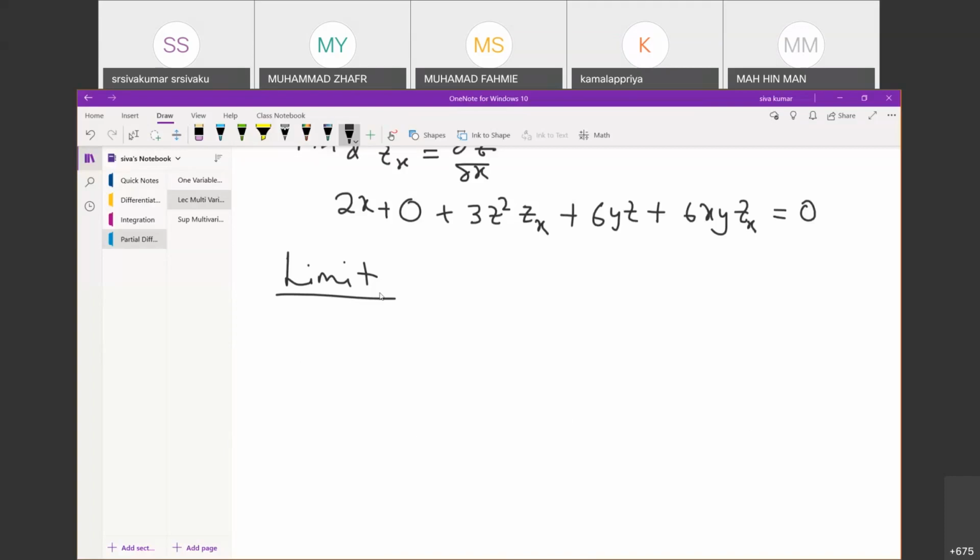Limit is a very extensive topic, but I'm going to cover it very fast because I will assume you already learned limit in your first session, one variable calculus. Therefore, I cannot proceed into a very lengthy explanation.